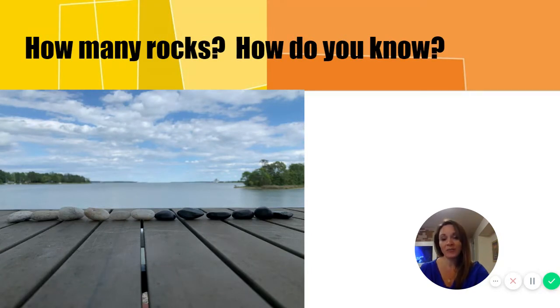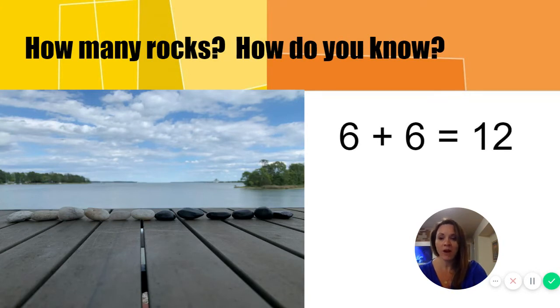How did you know? There are 12 rocks. 6 white rocks and 6 black rocks make 12 rocks. Remember, we can use a doubling strategy when adding the same amount. Think 6 and 6 is 12, or 12 equals 6 plus 6.